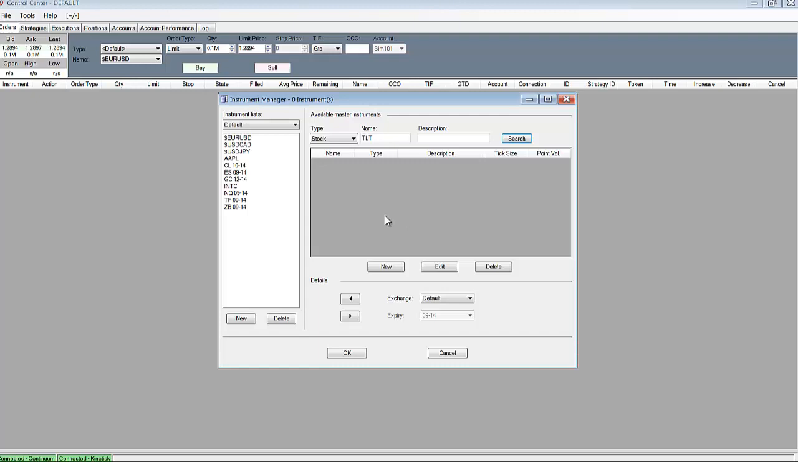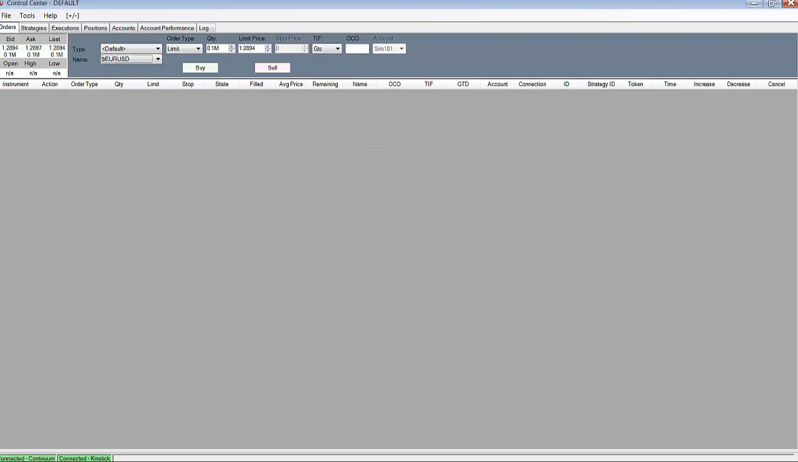GILD. Is that the stock? That's the abbreviation for the stock. GILD. Done. Fabulous. Okay, let's rock and roll. Let's go by the tools.